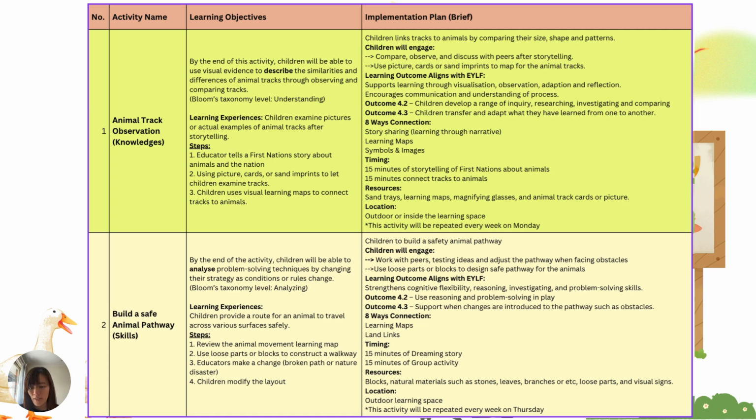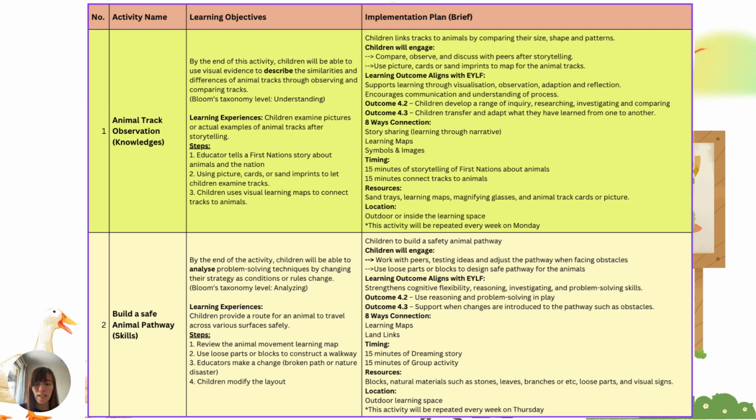observation and comparison. The purpose of this story is that through the use of visual learning maps and narrative sharing, children are able to notice, recognize, and describe patterns. Animal track observation focuses on knowledge acquisition. This helps with basic cognitive functions like memory and classification.